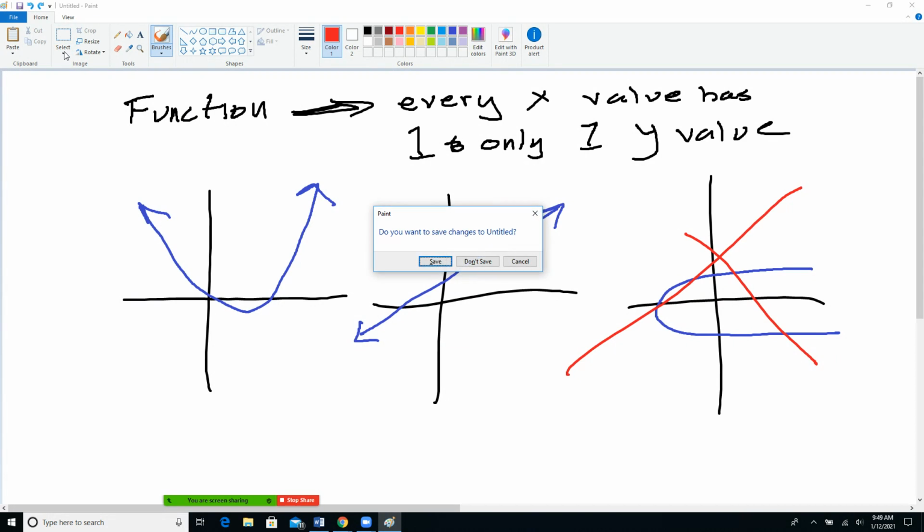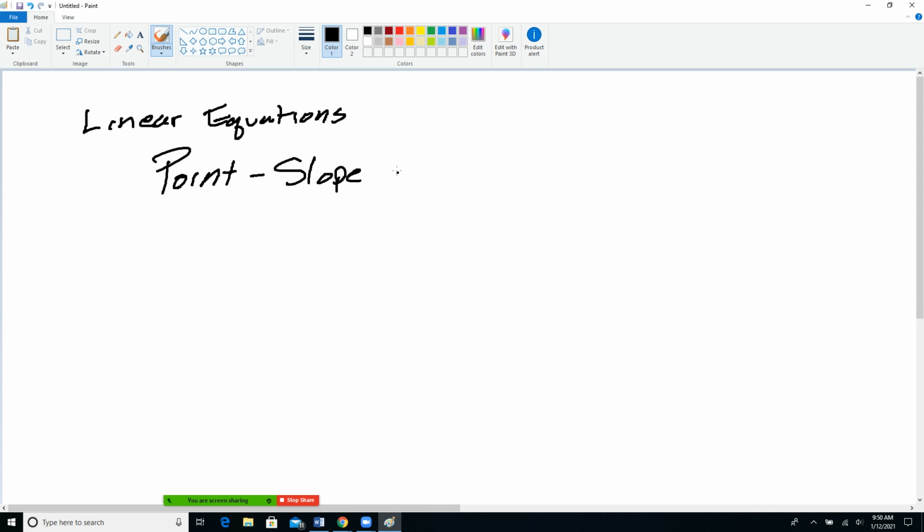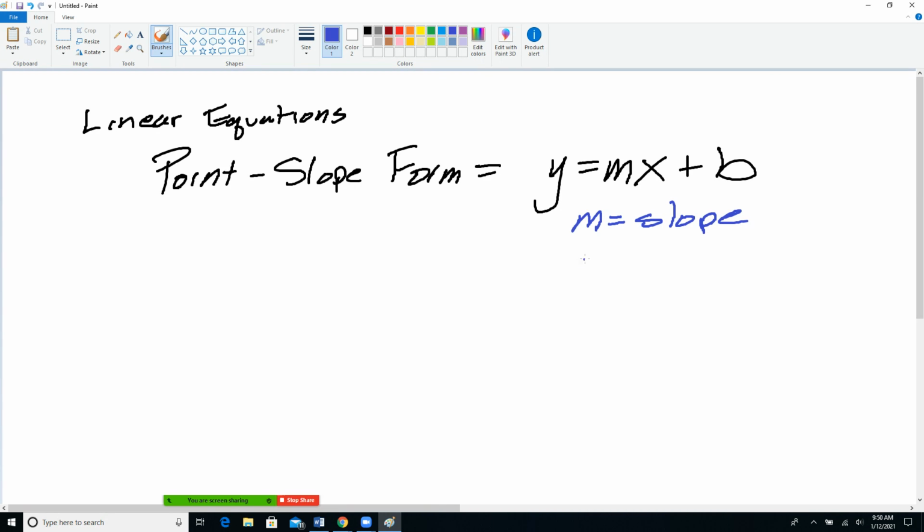All right. Remember point slope form. Linear equations. y equals mx plus b. m equals slope, b equals y-intercept.